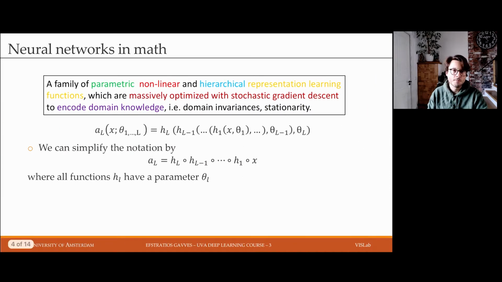As a brief recap from the previous lecture, we saw that neural networks are a family of functions which are hierarchical representation learning functions. They are parametric and highly nonlinear. And also they are massively optimized with stochastic gradient descent. Mathematically, they can be described with a nested function like this, which is a bit daunting. So we can further simplify them with this notation here.